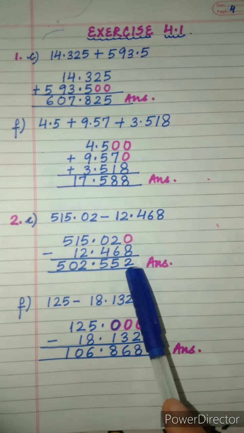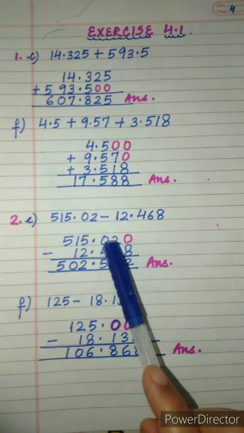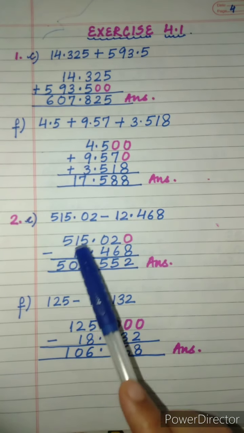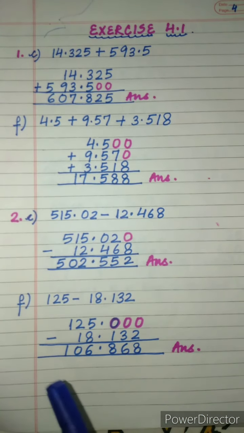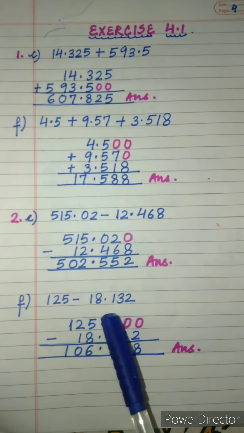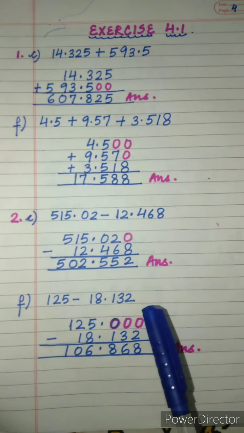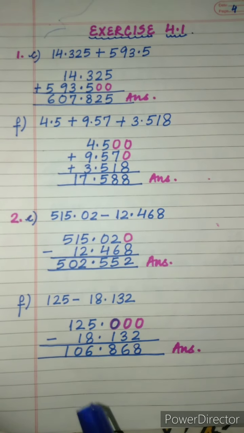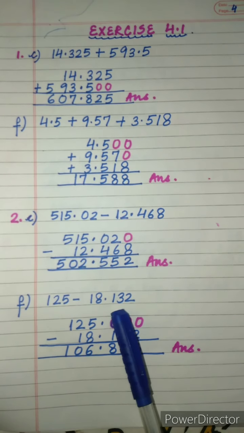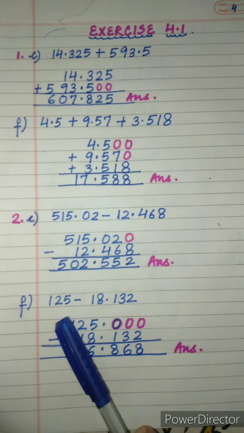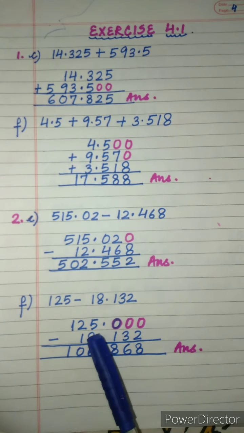10 minus 8 is 2, 11 minus 6 is 5, 9 minus 4 is 5, 4 minus 2 is 2, 1 minus 1 is 0 and 5. Now see the next part, 125 minus 18.132. If you see this first number, we do not have any decimal place, but the second number has 3 decimal places. So how are we going to write this first number?